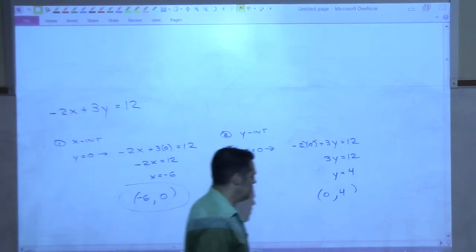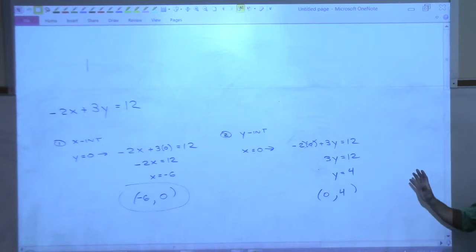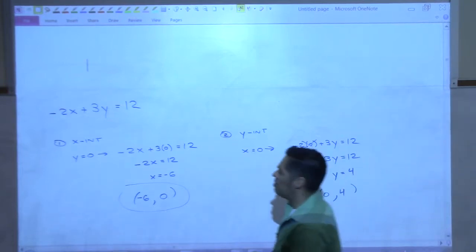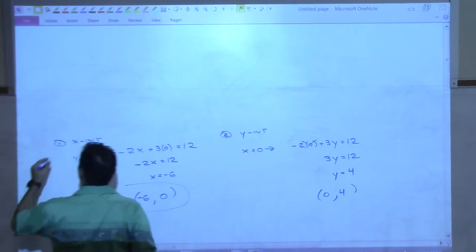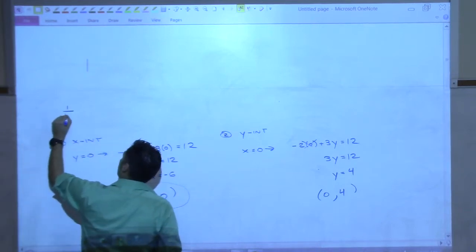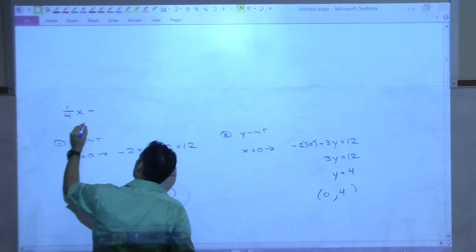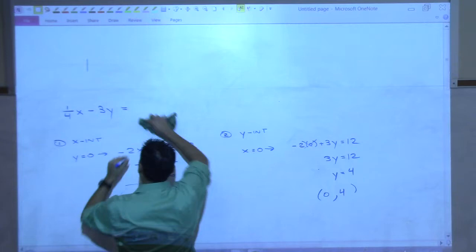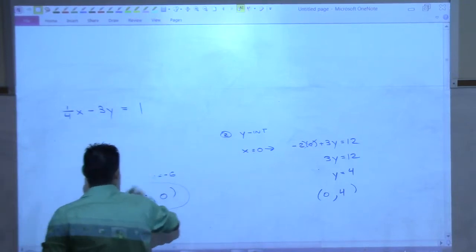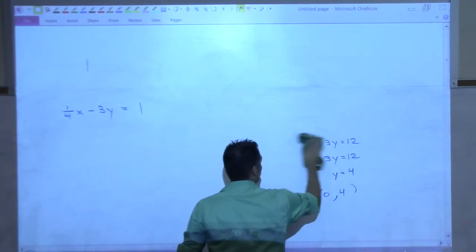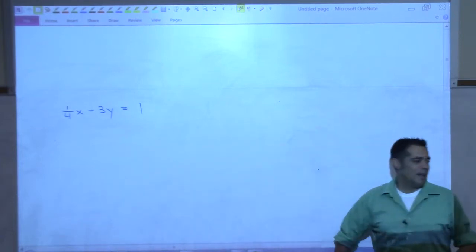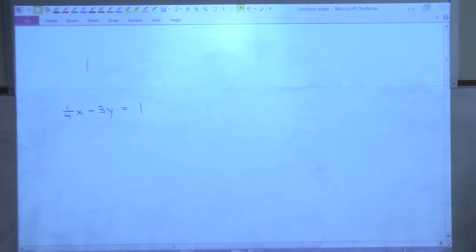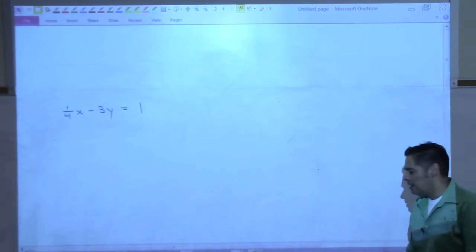Okay, good. The intercept method is pretty straightforward. Would you agree? There's not a lot of craziness to it. Now, what makes it get crazy is when your equation starts to have things like this in it. So let's do another one. 1/4 x minus 3y equals 1. That is still a line, isn't it? There's nothing that makes that not be a line. But now you've got some fractions in there, don't you? And you don't like the fractions, and I get that.